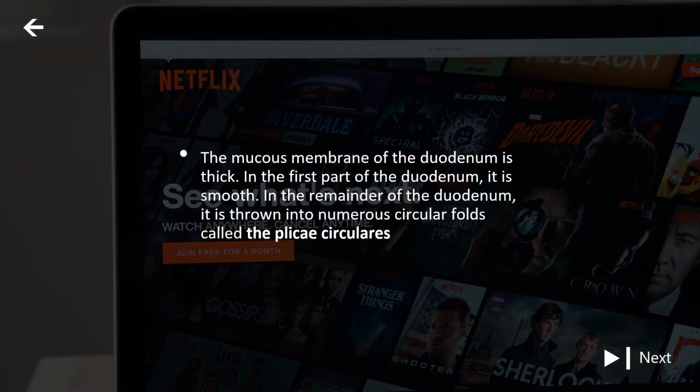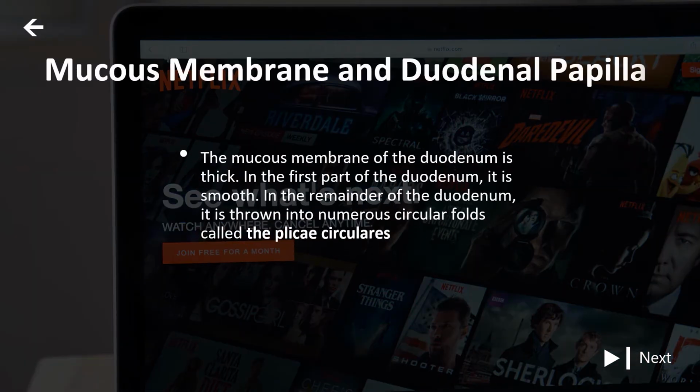The mucous membrane of the duodenum is thick. In the first part of the duodenum, it is smooth. In the remainder of the duodenum, it is thrown into numerous circular folds called the plicae circulares. At the site where the bile duct and the main pancreatic duct pierce the medial wall of the second part is a small, rounded elevation called the major duodenal papilla. The accessory pancreatic duct, if present, opens into the duodenum on a smaller papilla about 1.9 centimeters above the major duodenal papilla.